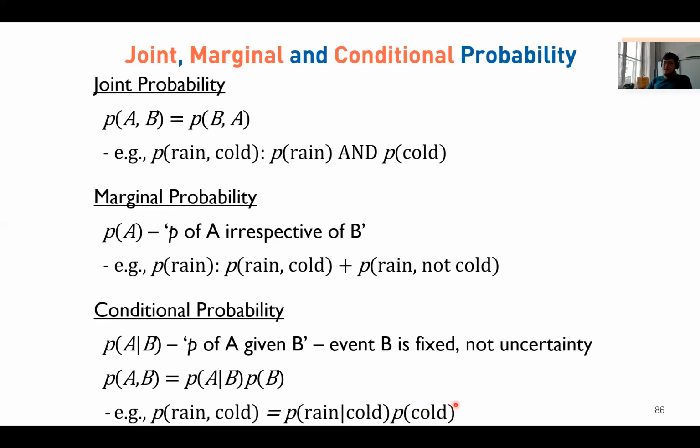So how to read this? Again, you could read this equation from the very right-hand side to the very left-hand side. First of all, what is the probability of being cold? And when this is known, we do not have the uncertainty anymore. So then being cold becomes the condition. And conditioning on being cold, we calculate the probability of rain.